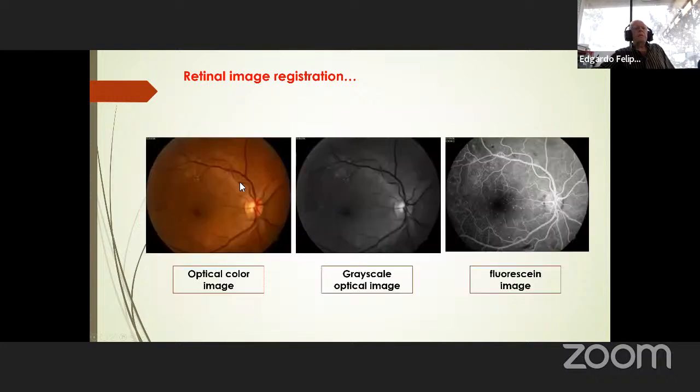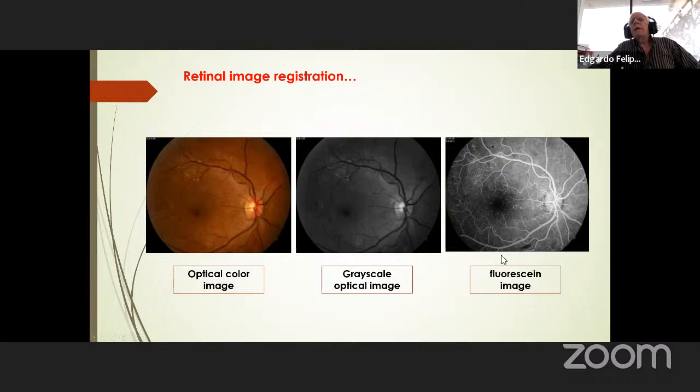This is the original optical color image. Here the microaneurysms are present, but they are not visible. Maybe we can see something here in this part, but they are not microaneurysms. They are hard exudates. It is another problem. In this grayscale image, it's possible to see the information of hard exudates a little better, but microaneurysms are not visible.